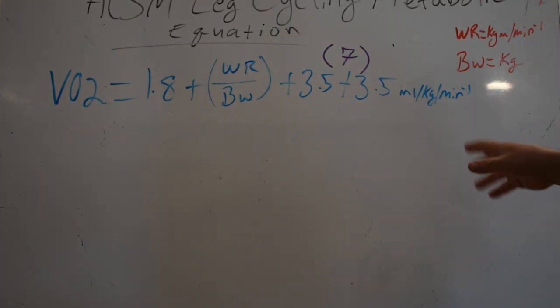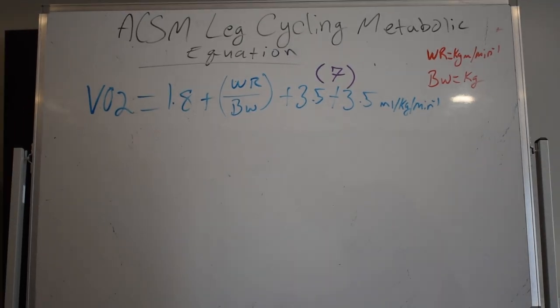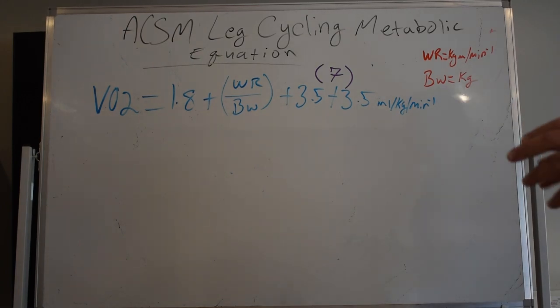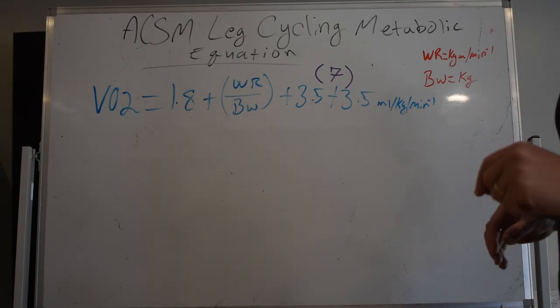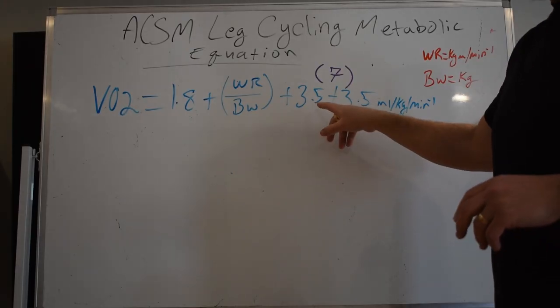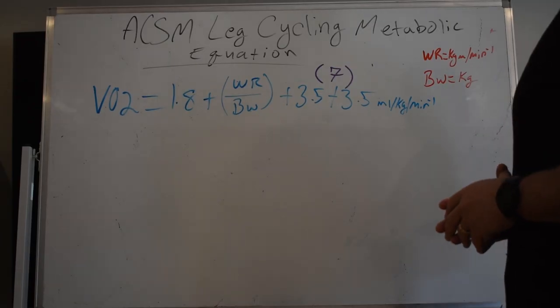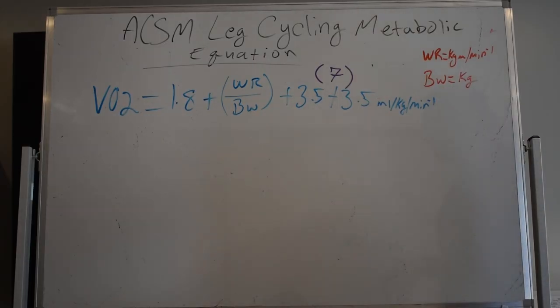So I am actually posting what I am going to call a redo video about the ACSM leg cycling metabolic equation, because a very nice commenter did bring up that I made a small arithmetic mistake in the original video, where this was plus 3.5 only, and not plus 3.5, plus 3.5, or plus 7. Now, the process is still the same as my original video, but I'm going to take it step by step again because I don't want there to be any confusion.